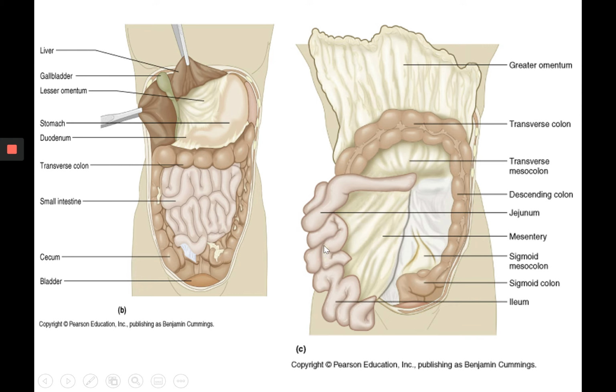Another look at the proper mesentery that we find between parts of the small intestine and the mesocolons that anchor those parts of the colon. Again, mesenteries are double layers of peritoneum.